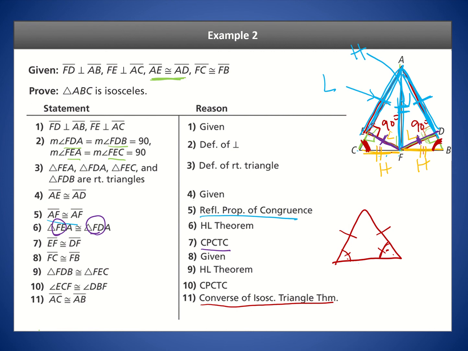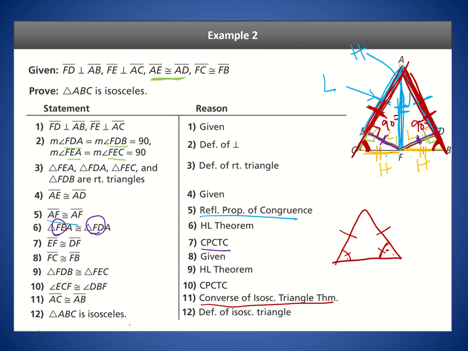And so based off of this, we know that because of that, AC is congruent to AB. That's because of the converse of the isosceles triangle theorem. And then therefore, because those two sides are the same, we can finally conclude that it's an isosceles triangle.